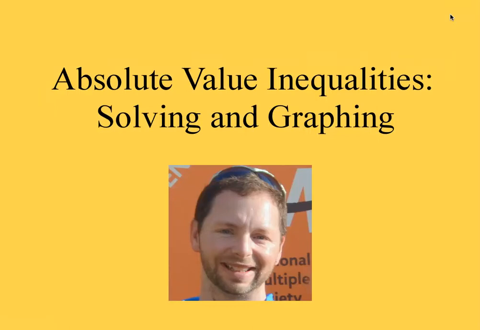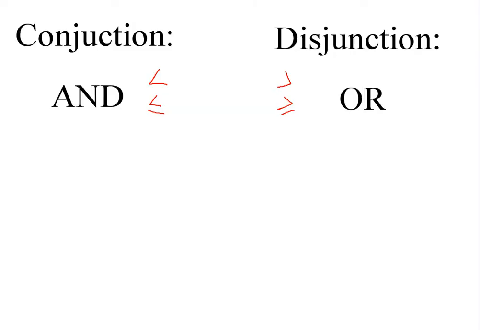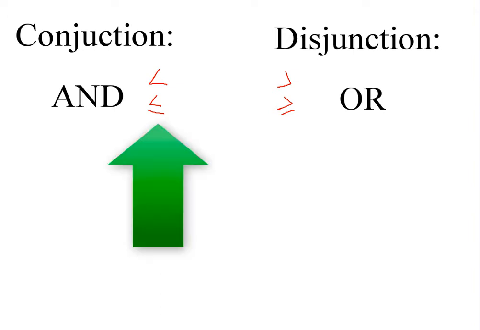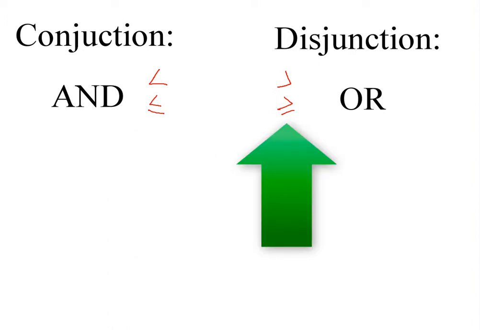Now for the next section, we're going to go ahead and take a look at absolute value inequalities, solving and graphing them. When we take a look at absolute value inequalities, we're going to take a look at two things. We're either going to have a conjunction or a disjunction, and what we're really looking at is the symbols. Now a less than symbol or less than or equal to symbol, that's going to be the conjunction "and." Now if we have a disjunction, we'll be looking for a symbol of greater than or greater than or equal to. Either one of those two symbols will be a disjunction.